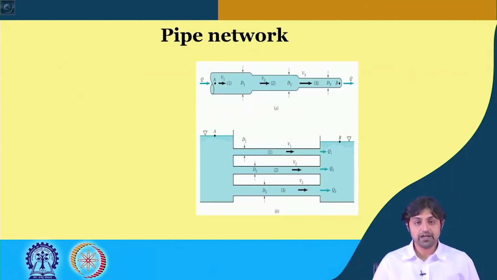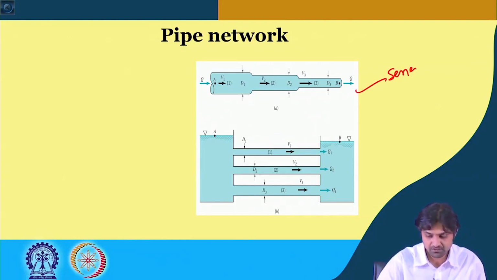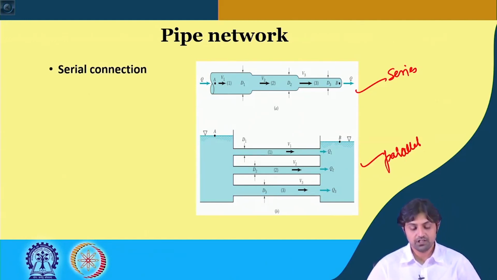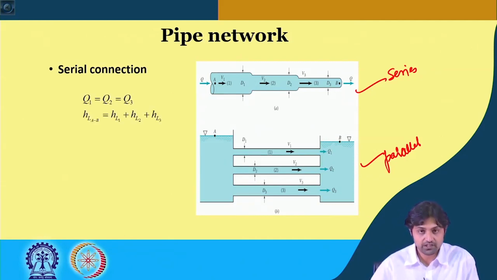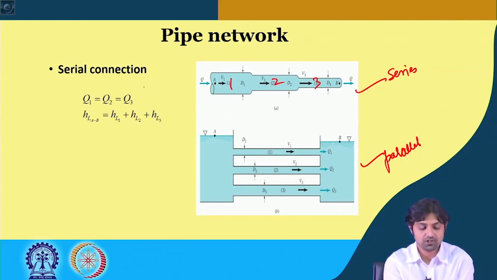So we talk about pipe networks. Pipes could be connected in series or parallel, or a combination of both. So this is a serial connection. In the serial connection, the important properties are that discharge Q1 in this section, section 2 and section 3 will be the same. However, the total head loss will be the sum of the head losses of individual sections.